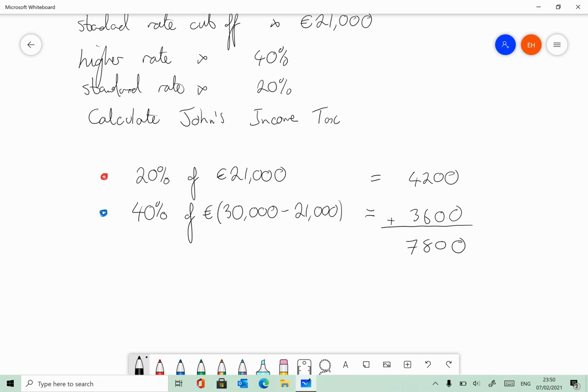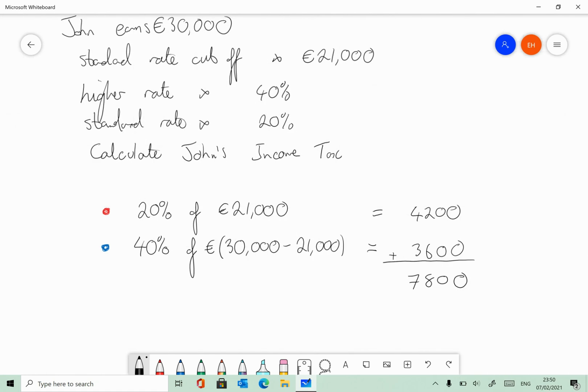And the way they reduce the amount of tax is through these things called tax credits. So I'm going to put in a little addendum to the question. Tax credits of, I don't know, let's say 3,100.